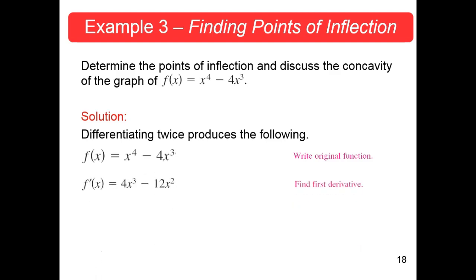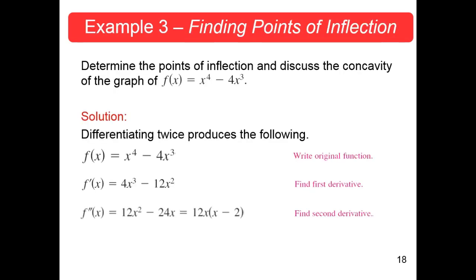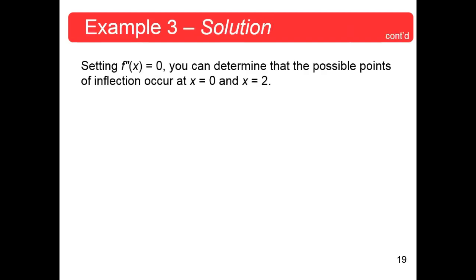Differentiate once, you get 4x cubed minus 12x squared. Differentiate one more time, you get 12x squared minus 24x, which you could write and should write as 12x times (x minus 2). The reason to factor is because we're going to set it equal to 0. Actually, we'll first see, is there any place it doesn't exist? No, it exists everywhere. It's a good polynomial function. So now we're interested only in where it's equal to 0.